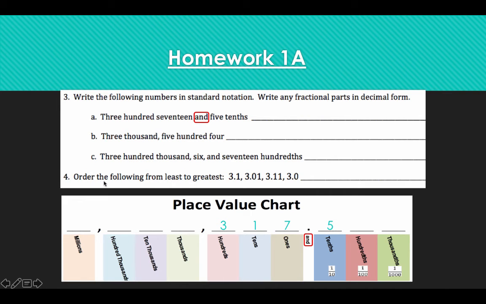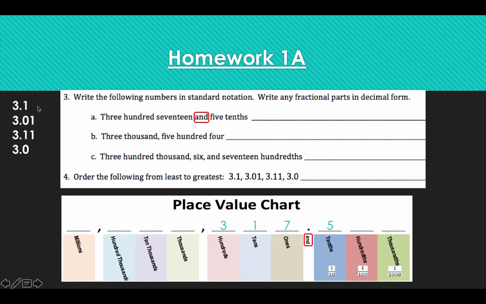Down here at number 4, it says order the following from least to greatest. So we've got these 4 numbers. The easiest way to do this is if I just stack these up by the decimal point, and I'm going to do that over on the side of the screen here in just a minute. So let's take a look at the first one. I've got 3 and 1/10, then I've got 3 and 1/100th, then I've got 3 and 11/100ths, and then I've got 3 and 0/10ths.